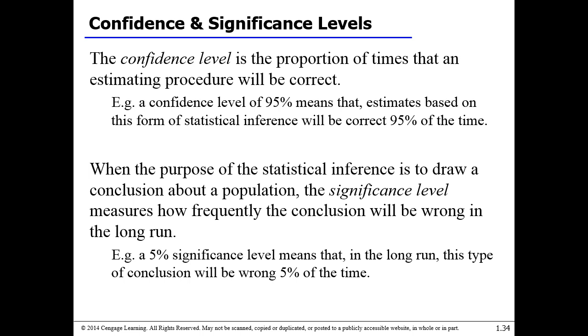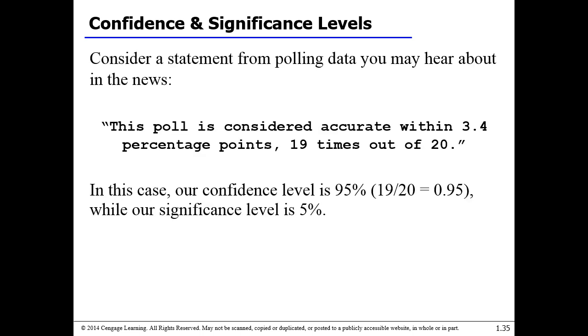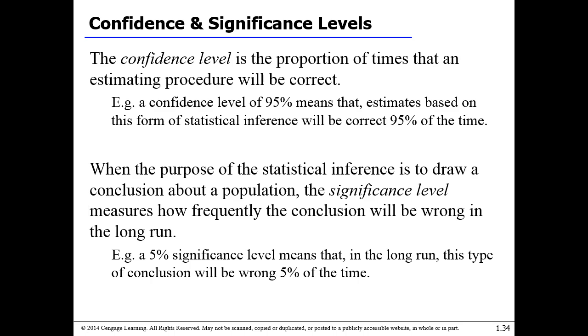Confidence level is the percentage of times it's right. The percentage of times it's wrong is called the significance level. So they're complementary, right? If the confidence level is 95%, the significance level is 5%. They should always add to 100%, okay? Sometimes you don't see that published, but usually these kinds of polls have confidence levels of 95%.